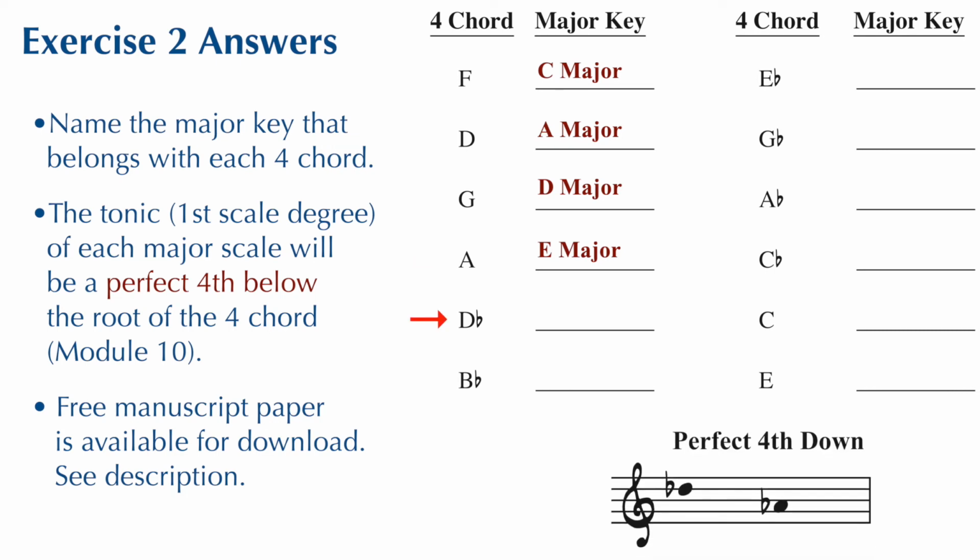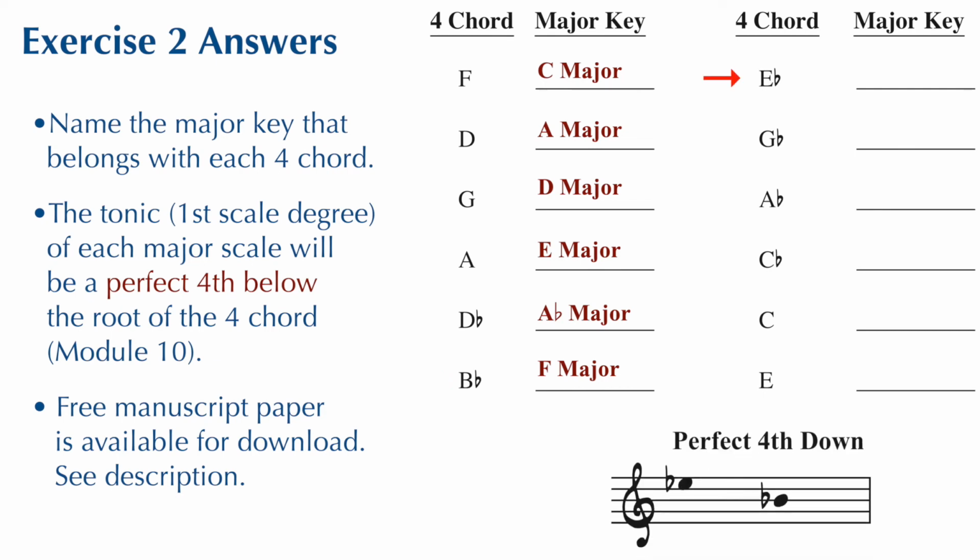If your 4 chord is D flat major, take the root of that chord, the D flat, lower it a perfect fourth, you find yourself on an A flat, we're in the key of A flat major. If your 4 chord is B flat, take that B flat, lower it a perfect fourth to find yourself on an F, we're in the key of F major.